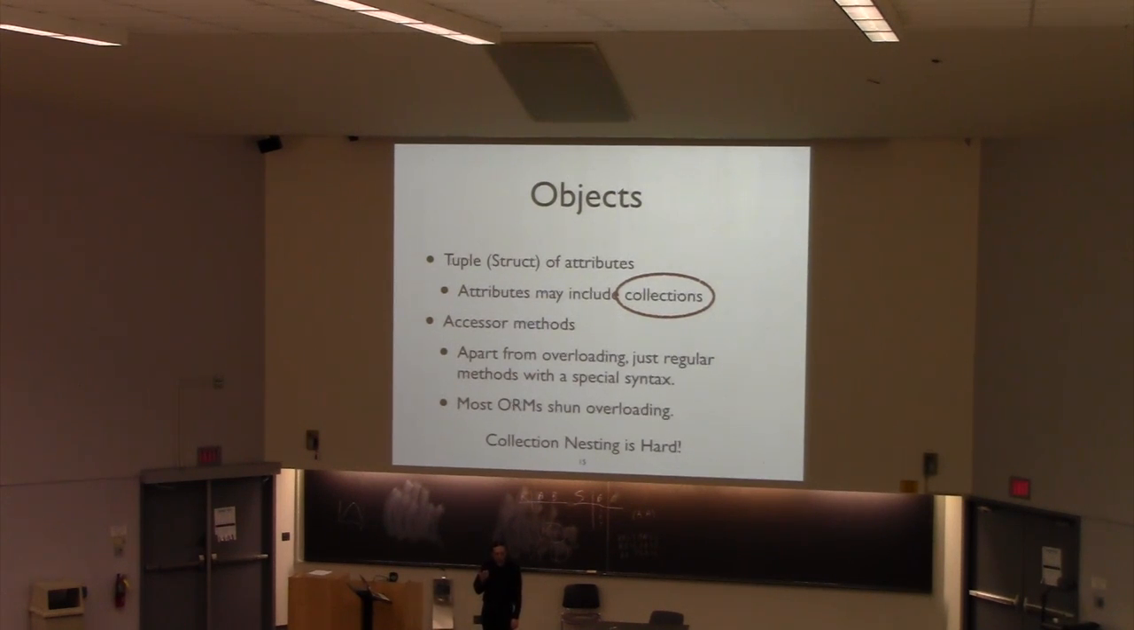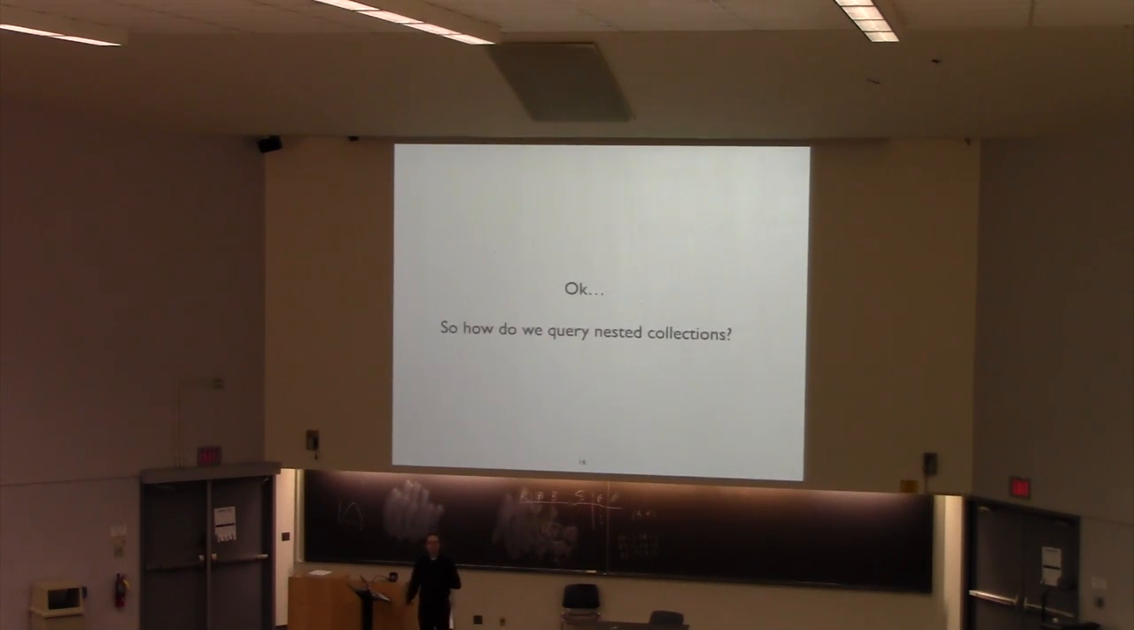What about querying these? How do we ask questions about these nested collections? What I'm going to focus on right now is how we ask questions about these nested objects. So storing the data is difficult, but even just asking questions about nested objects turns out to be surprisingly hard.